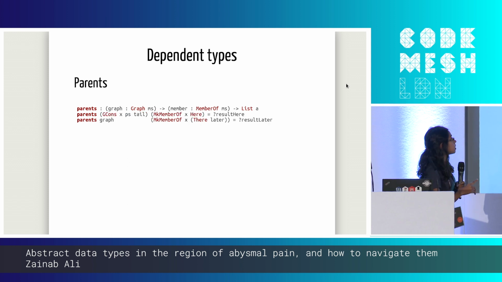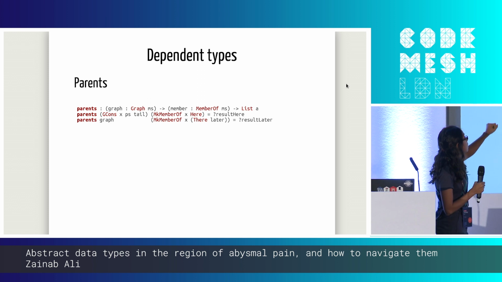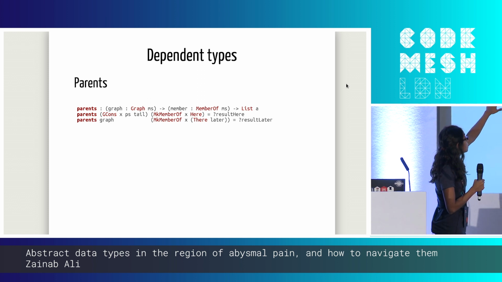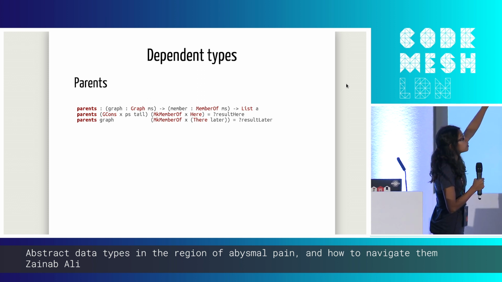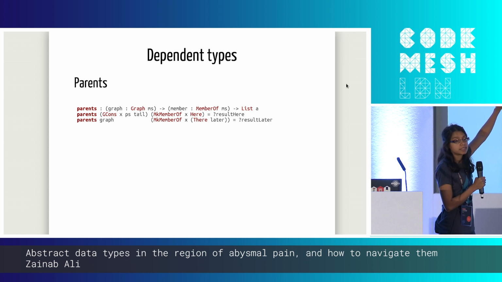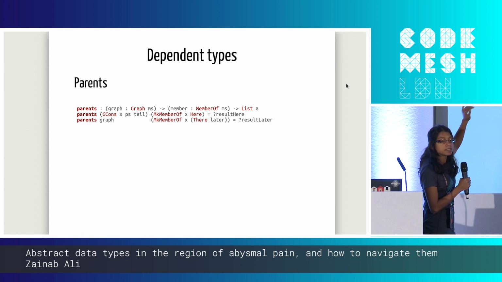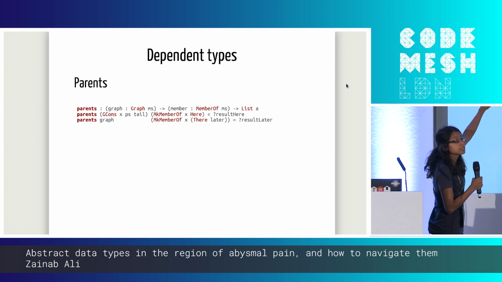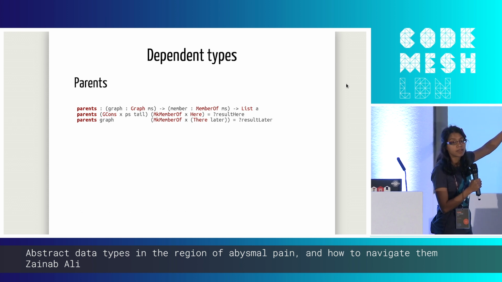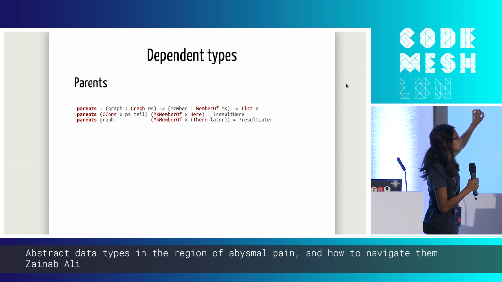Now the interesting thing, if it's here and I pattern match on my graph, the only value of my graph that will satisfy this pattern is gcons. I don't even need to cater for the case when the graph is nil. And that's because if I have a member of a graph, my graph cannot be nil.